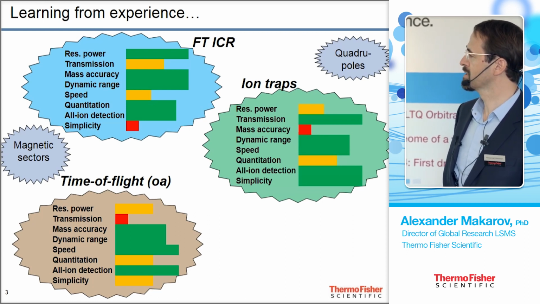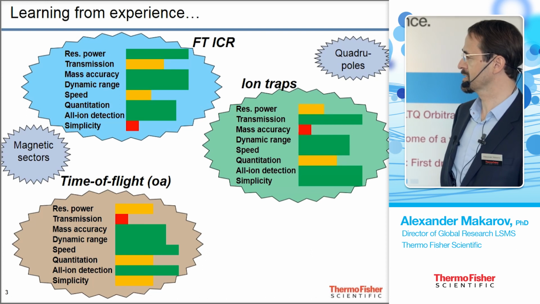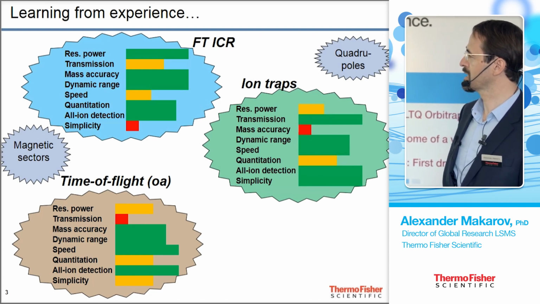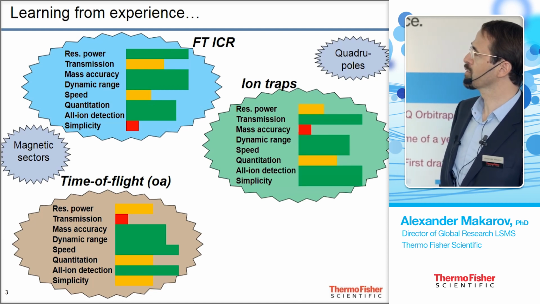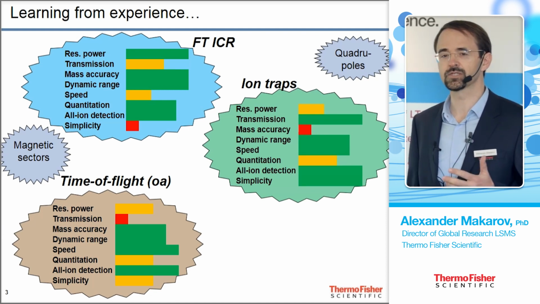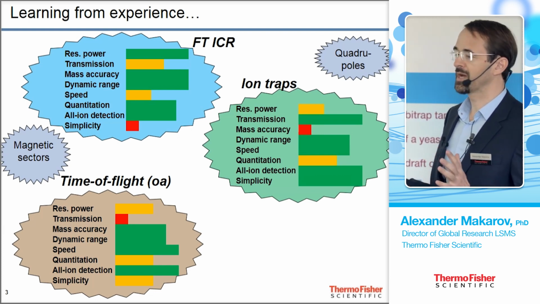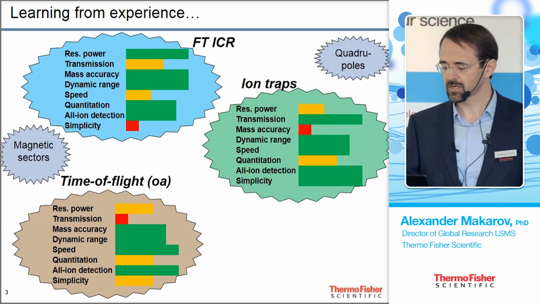And then we have time of flight, which has extremely high speed and also detects all ions, but suffers from limited transmission, and nowadays it has pretty high resolving power, but because of this limited transmission, we are also limited on the quantitation side, and they're not simple anymore. So if you want to build on the basis of these analyzers, then we should take the best from each of them. And this is exactly what happened.